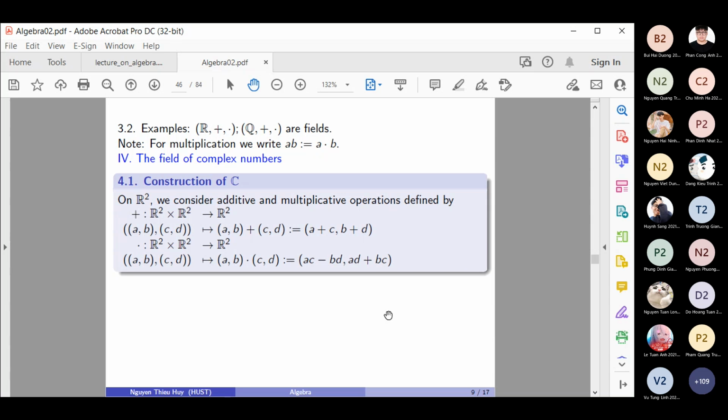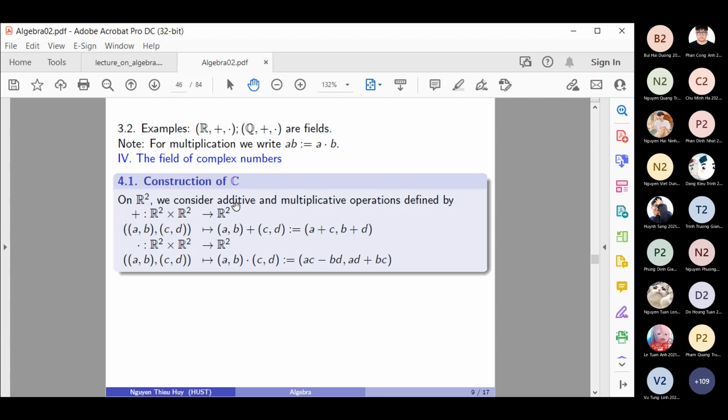Good. Firstly, I construct a set, and on that set I have binary operations, the two binary operations which are addition and multiplication. Our set is very simple. We have this R square, which means R times R, so the Cartesian product of R and R. We already knew this R square from high school.